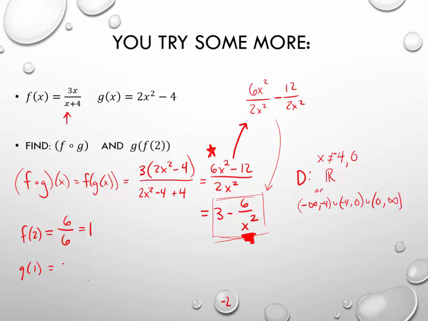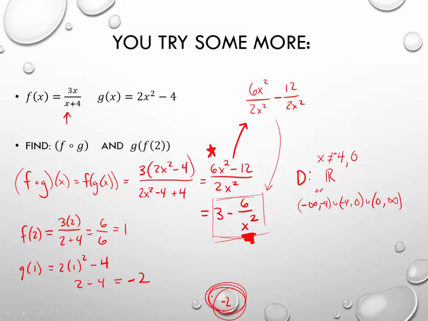What is g of 1? That's negative 2. Okay, so I'm going to take that 2 and plug it into the top here. 3 times 2 over 2 plus 4. That is 6 divided by 6, which is 1. And where did I get negative 2? I took 2, I plugged in 1, and I got 2 minus 4 equals negative 2.